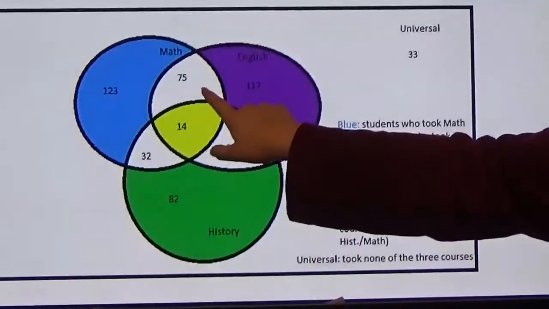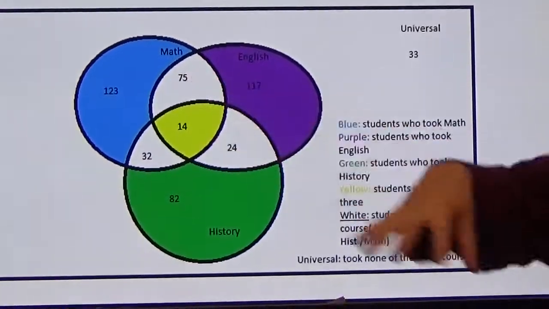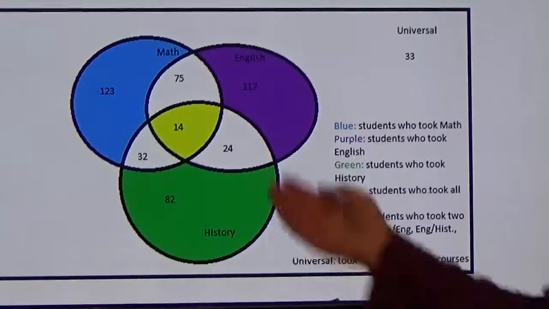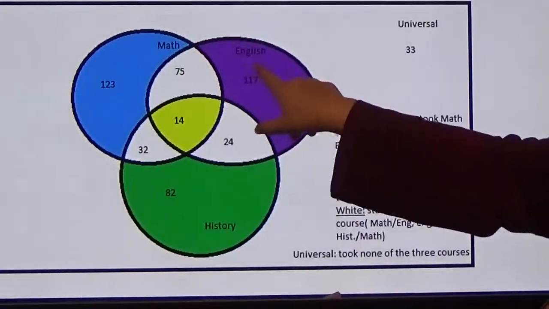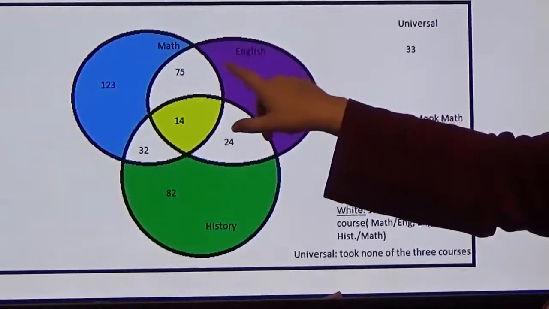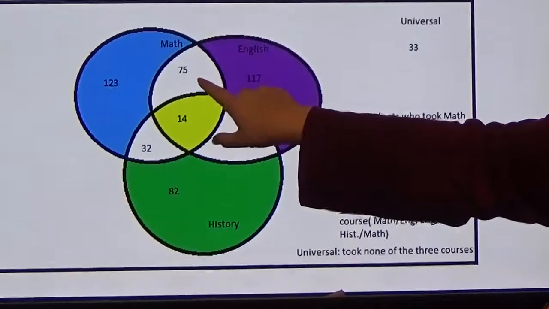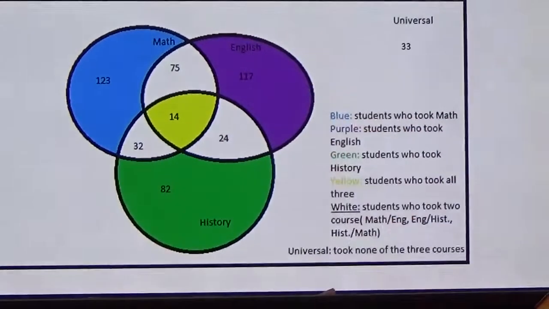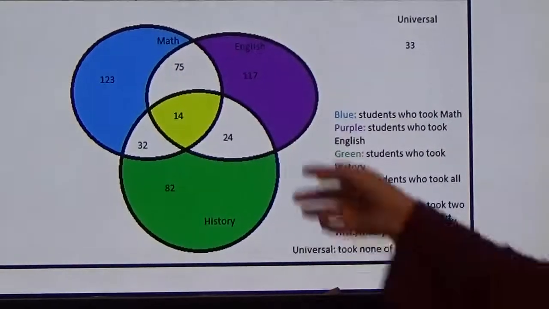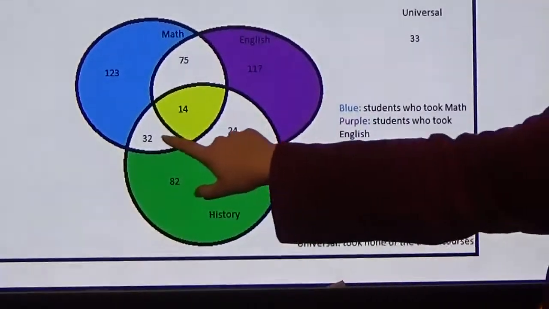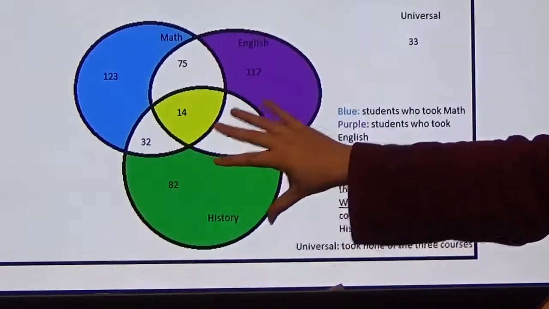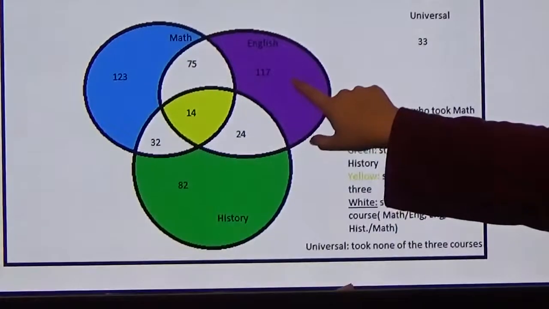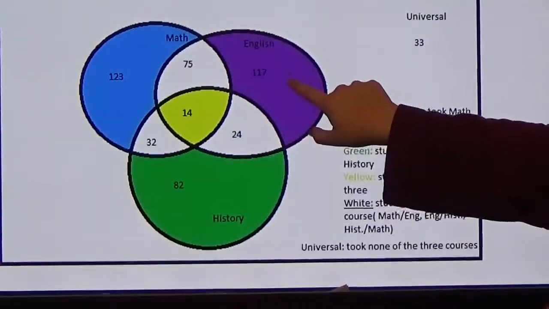So to get 75, because you want to prevent the double counting of the students, you take the original number of students that took math and English, which is 89. You take 89 subtracted by 14, and that is how you get 75. And you continue that process to get 24 and 32. And moving even further outward, you're going to figure out how many students took English.